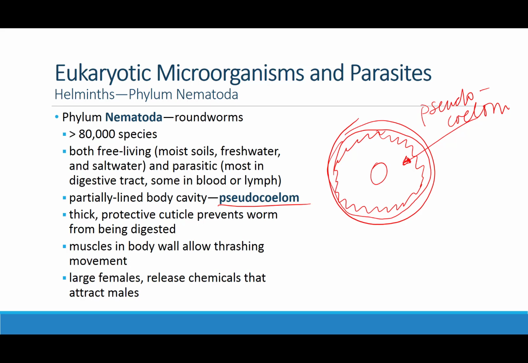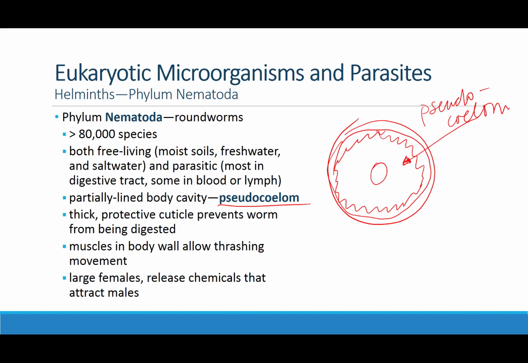They also have a really thick protective cuticle that helps to prevent the worm from being digested by the enzymes that are found in the digestive tract. And because these muscles on the body wall only run the length of the body, there's no muscles that kind of circle around the body, then the best that they can do is kind of thrash back and forth. And so their movement is this very thrashy kind of movement if you see them out kind of crawling around.